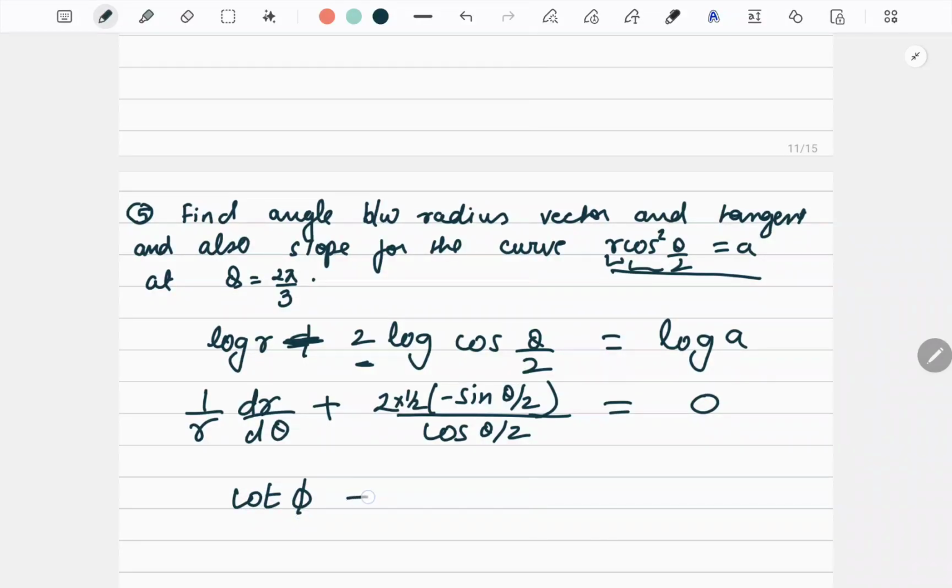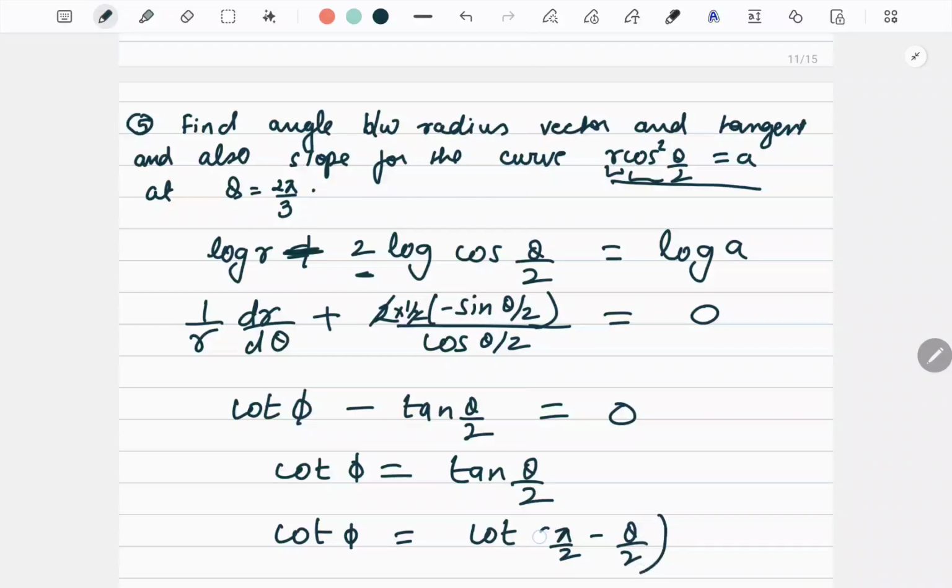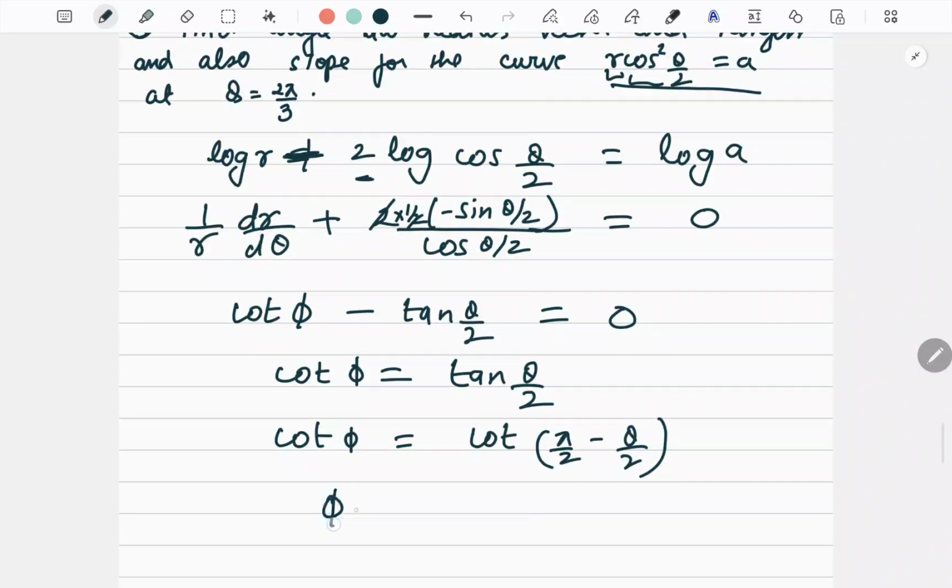Minus tan theta by 2 is equal to 0 because 2 and 2 got cancelled. Sine by cos is tan. So cot phi is equal to tan theta by 2. Right? Again the same problem. Cot and tan I can't compare, so convert this to cot. So it is cot of pi by 2 minus theta by 2. So my phi value is equal to pi by 2 minus theta by 2. So the first part of the question is done.